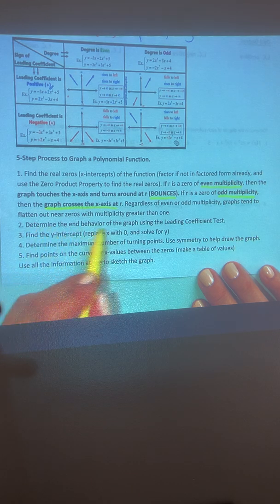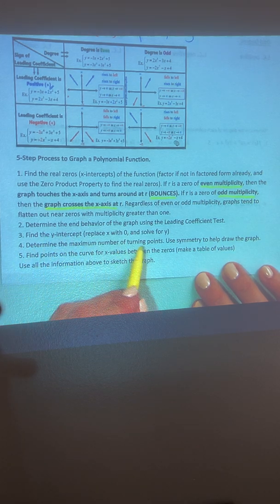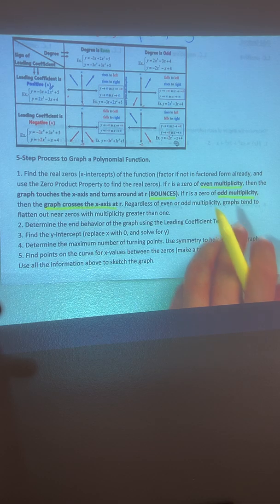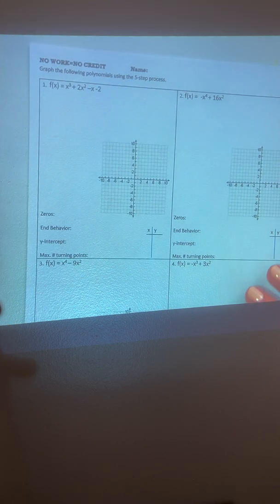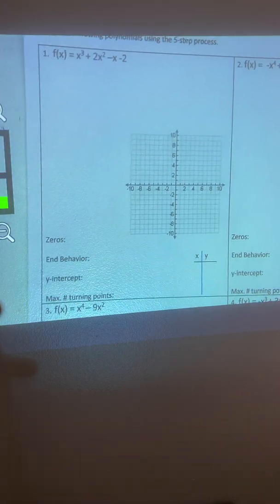We're going to determine the end behavior, and then this is to graph. We're going to find the y-intercept. We're going to determine the maximum number of turning points, which I'll explain. And then we're going to find points on the curve. So now we're going to graph. Okay, so here we go. It's graphing time. So these next 4 problems we're going to graph. We're going to make this nice and big. We'll go one graph at a time.